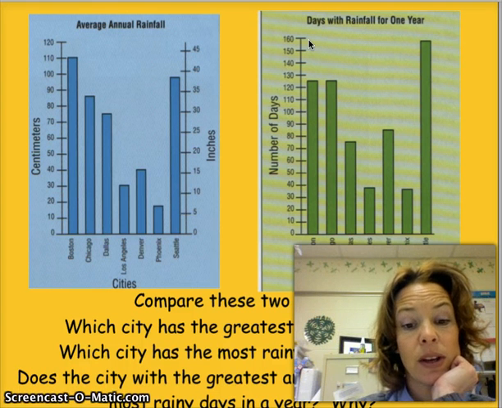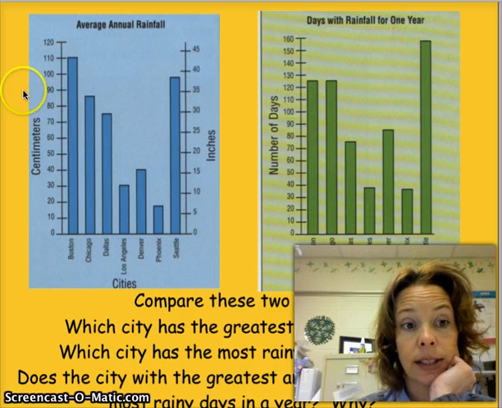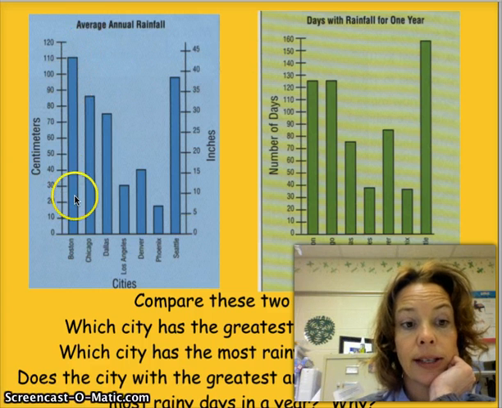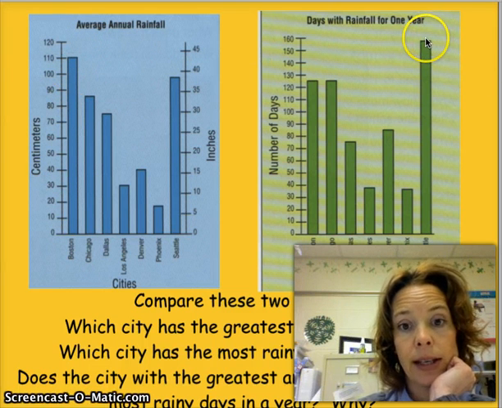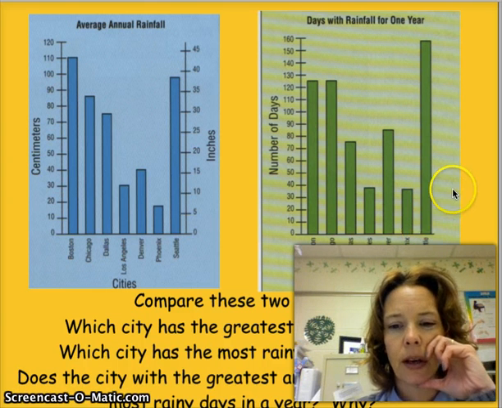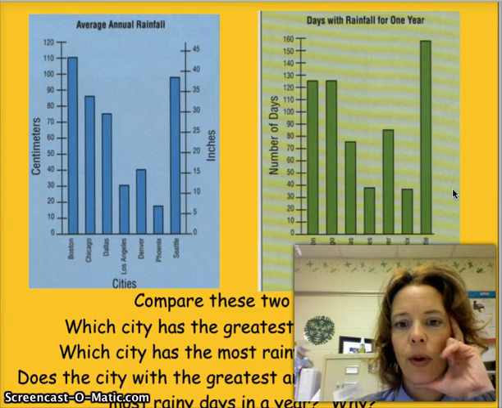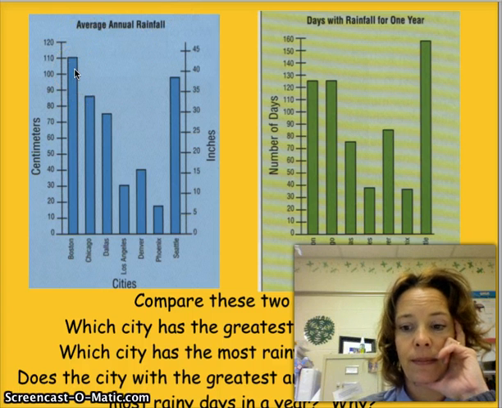Does the city with the greatest annual rainfall have the most rainy days in a year? No, it doesn't, does it? Well, that's what we notice right here: the greatest annual amount of rain is Boston, but the greatest amount of rainy days in a year is Seattle. Why do you think that? Why does one have more rainy days and one have a greater amount of rain?